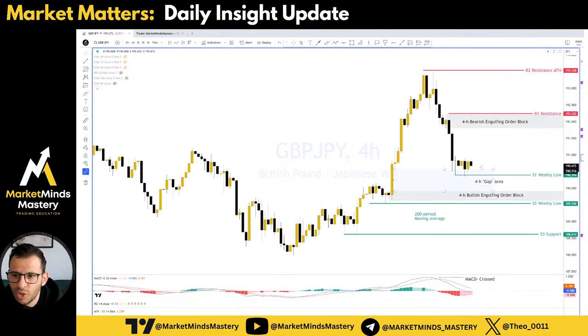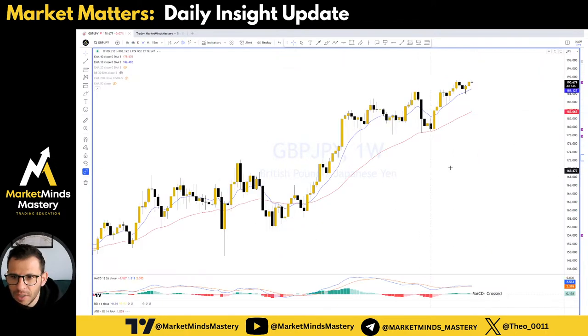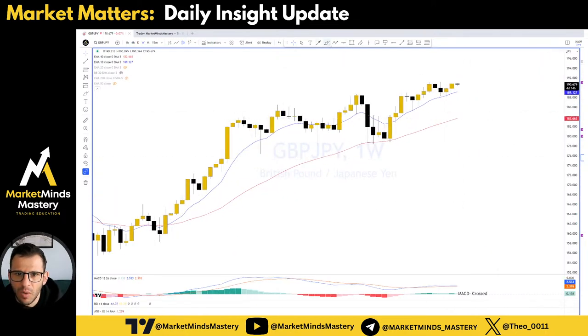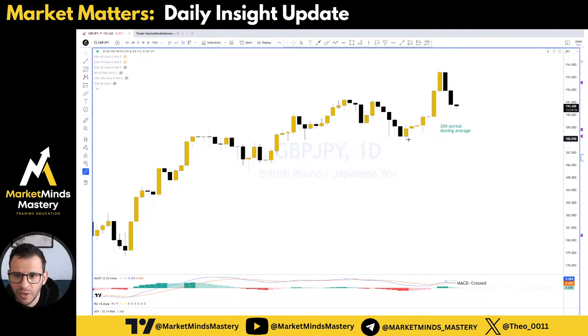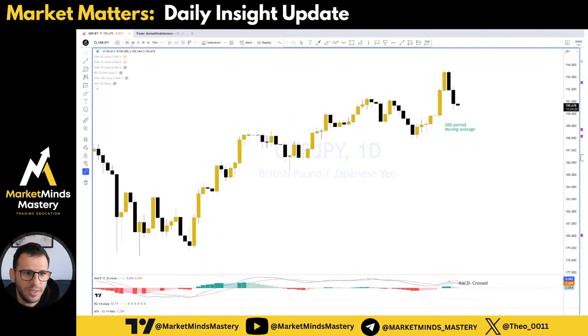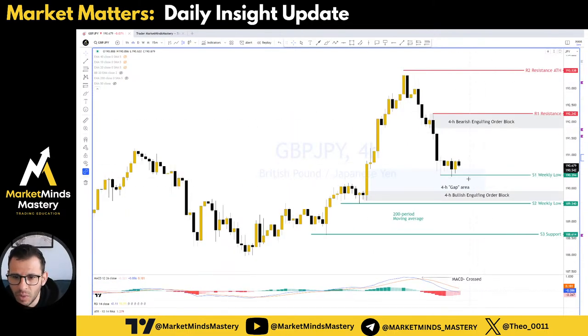Pound yen, the price retraced back to fill up this unmitigated gap, and it might find the support to push to the upside. But starting from the weekly time frame, it's obvious that the price failed to break the all-time high. It created this week to the upside, rejecting the 193.5 area. Therefore, we might see some kind of decline. On the daily chart though, it looks like a confirmed swing high, and we are watching to see if the price is going to find support to bounce to the upside.